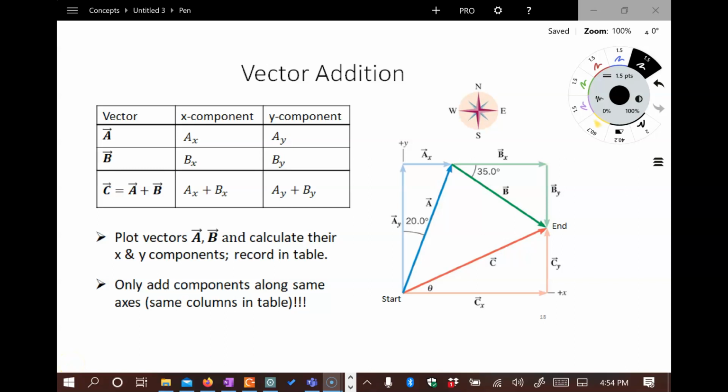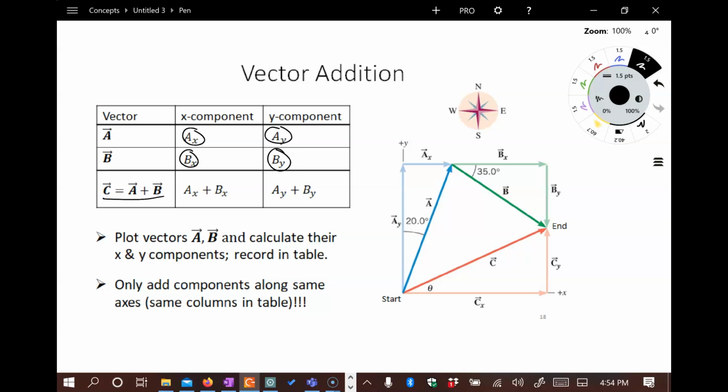Hi, in this video we'll learn how to do vector addition, and it involves the techniques we learned in the last two videos on vector mathematics. So just to give you an idea here, we've got a table of the vectors. You can see we've labeled the components here, x and y, for both vectors a and b, and we're going to add these together to get a third vector c.